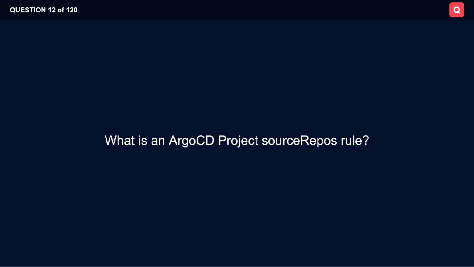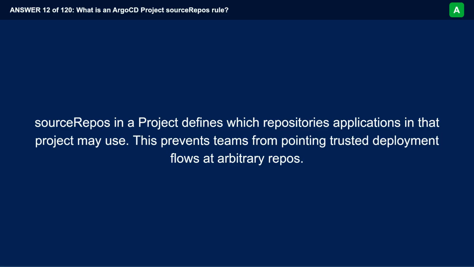What is an ArgoCD project source repos rule? Source repos in a project defines which repositories applications in that project may use. This prevents teams from pointing trusted deployment flows at arbitrary repos.